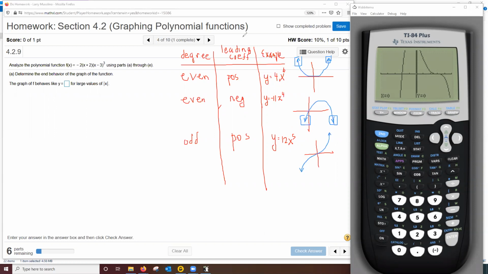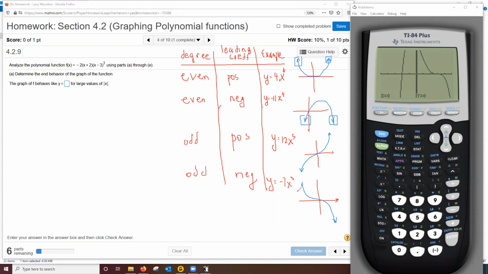And one last entry in this table. What if the degree is odd, but now the leading coefficient is negative? So this might be an example like y equals negative 7x to the third. Well, that's going to take the graph I just drew and flip it upside down. When I say that, I mean reflect across the x-axis. So this graph will do something like this. All right, so this will be a guide that will give us a sense of what's happening with this graph.